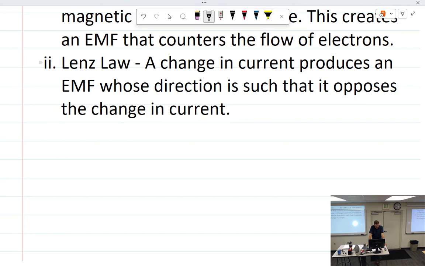All right, so to restate that, we have a coil of wire. A change in current produces an EMF whose direction is such that it opposes a change in current.